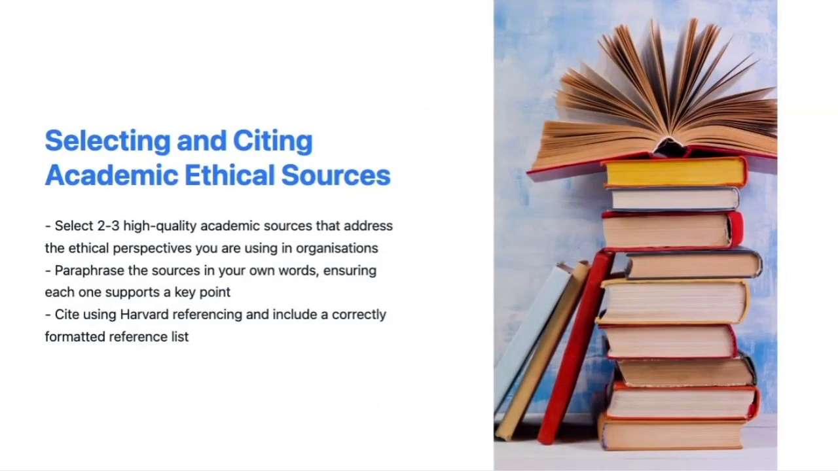When it comes to sources and referencing, pick 2 or 3 high-quality academic sources that actually discuss the ethical perspectives you're using and how they apply in organizations. Paraphrase these sources in your own words and cite them using Harvard referencing. Make sure each source backs up a key point, whether that's about how ethics influences business decisions or the outcomes of different approaches. And don't forget to include a reference list in the right format.